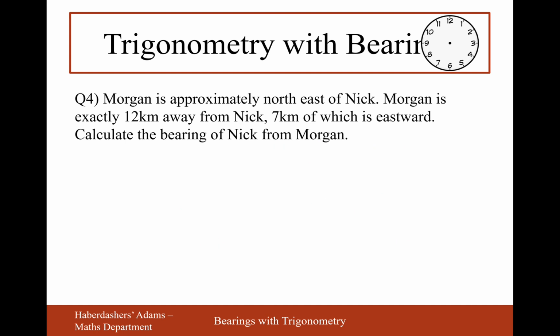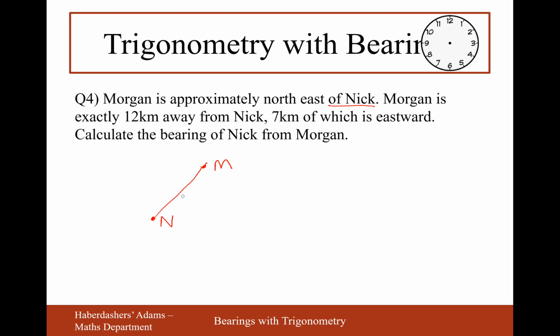And Morgan is approximately northeast of Nick. So Nick will be in the centre of my diagram. And Morgan will be approximately northeast. So northeast is up here. We'll connect the two with a line.